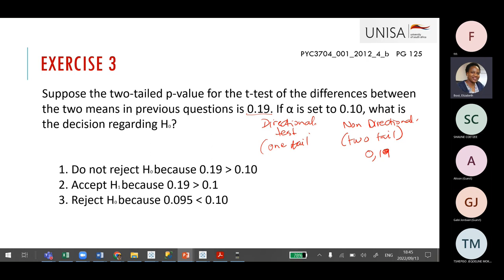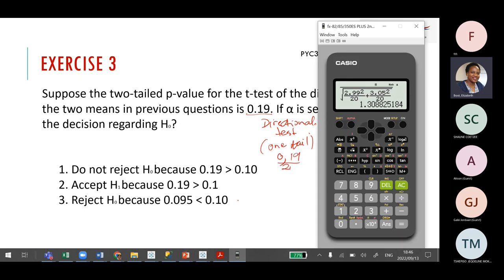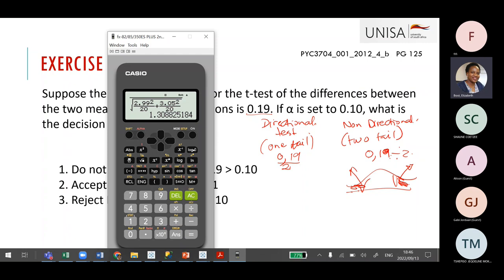So if I want to take this two-directional test and create a one-directional test, I must divide this, because remember, you will have two sides. So this 0.19 has this side and that side. You will have to divide it by two to get the quotient of both of them. Because it's a two-directional test, we added both of those areas to create 0.19. So for a one-directional test, it will be 0.19 divided by 2.